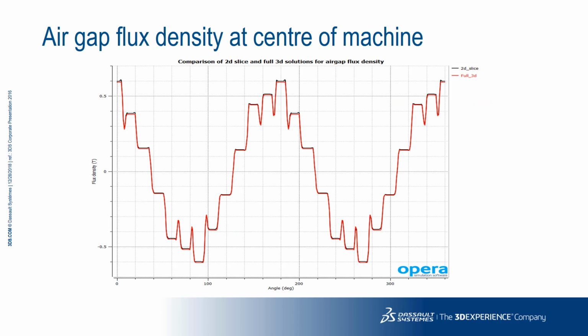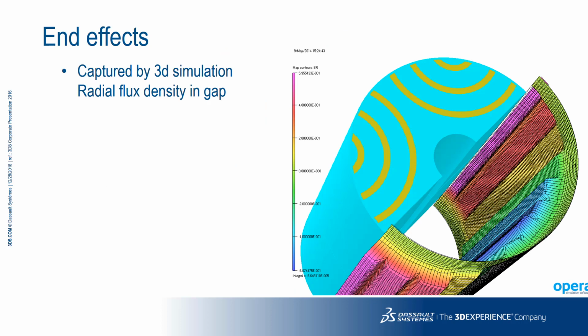If we look at the results for air gap flux density at the center of the machine, we can superimpose the results for the 2D slice on the results for the 3D model. You'll see there's very little difference because the lossy flux at the ends is relatively small for this particular device. So if you were designing for an air gap flux density, the 2D slice results would most likely be adequate for first pass design. But of course, what we're not doing with the 2D slice is capturing the end effects.